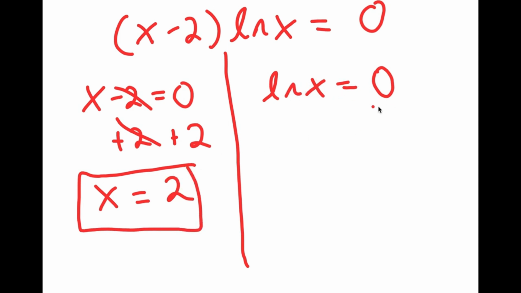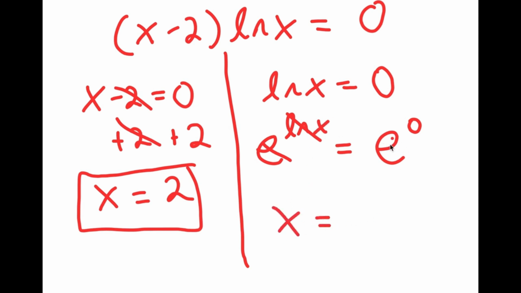And now for ln x equals 0, what I'm going to do is take e to the power of both sides. So I get e to the power of ln x is equal to e to the power of 0. And the reason I did this is because e and ln x cancel out, so I'm left with x is equal to e to the power of 0, which is 1.